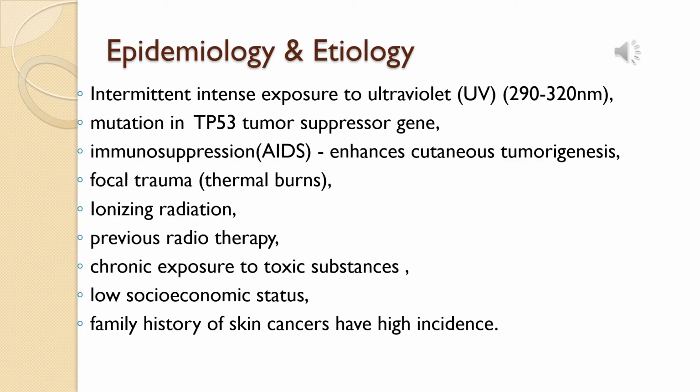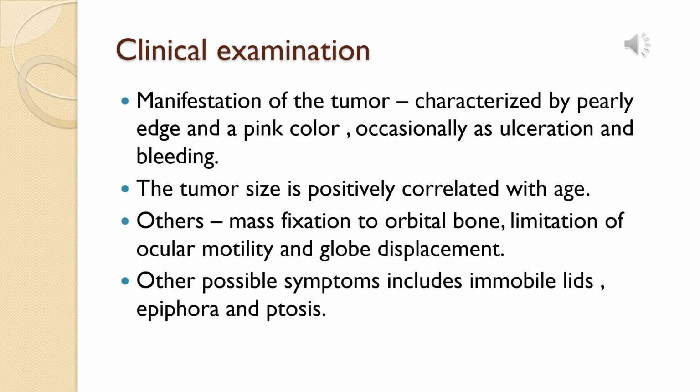Epidemiology and etiology. Exposure to ultraviolet rays, mutation in the TP53 tumor suppressor gene, immunosuppression, focal trauma, ionizing radiation, previous radiotherapy, chronic exposure to toxic substances, low socioeconomic status, and family history of skin cancers are associated with high incidence. On clinical examination, the tumor will have a pearly edge and a pink color, occasionally presenting with ulceration and bleeding. The tumor size is positively correlated with age.